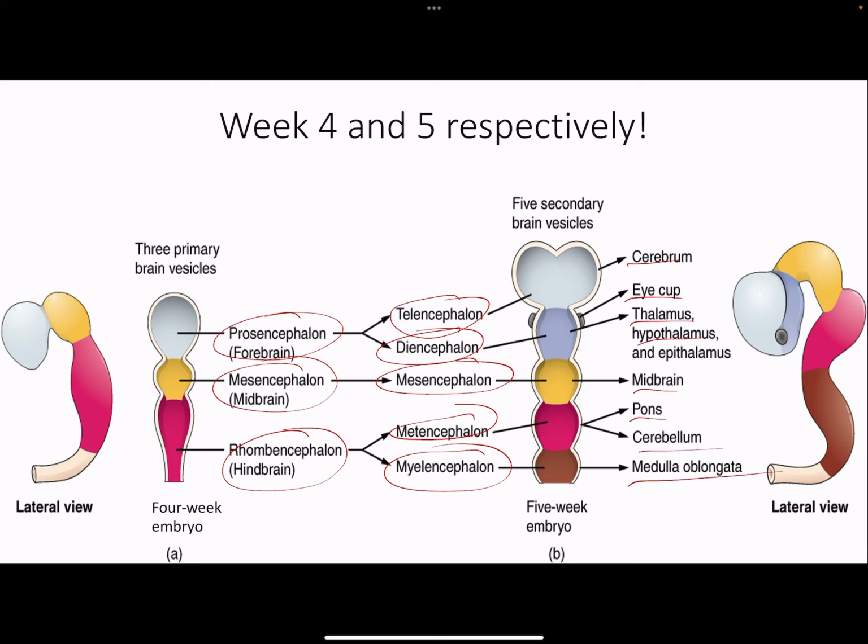Now, how do you remember this? Because that's kind of a lot. I just remember that everything is in alphabetical order except for these two, right? We have M and R. That works. Then we have D, M, MES, MET, and then MYEL. So it's all alphabetical order except you just got to remember the prosencephalon.